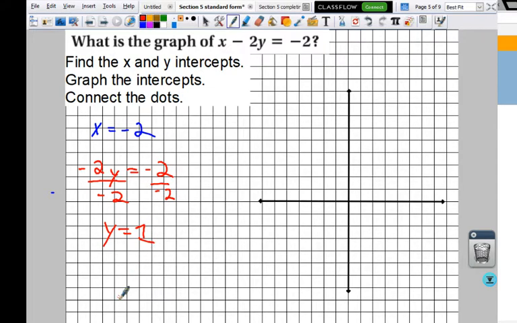Alright, so to graph this, here's what we're doing. It's actually pretty simple. So this x equals is my x-intercept, right? That's where my graph crosses the x-axis. My x-axis is right here. I'm going to go to -2 on my x-axis, and I'm going to put a dot. So, -1, -2, I'm going to put a dot right there.